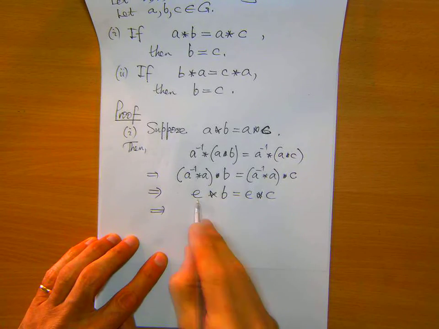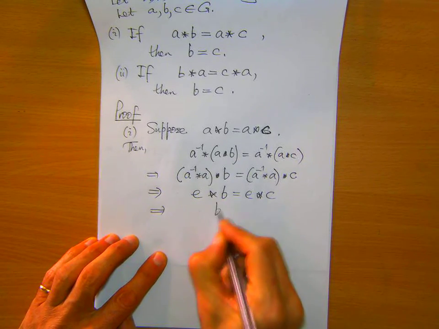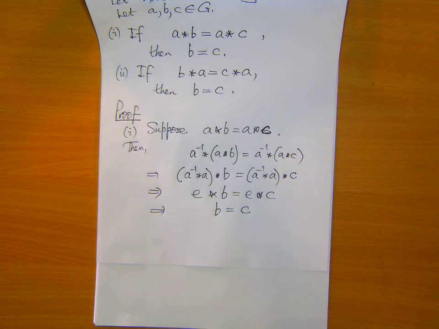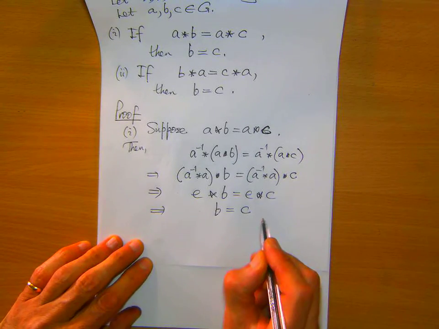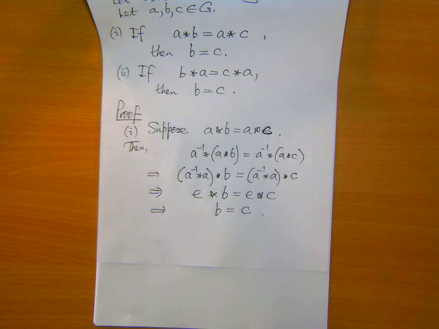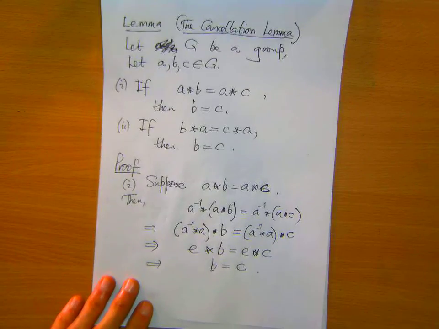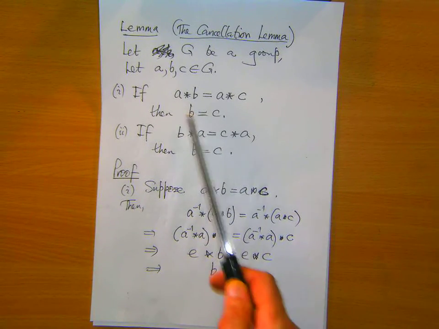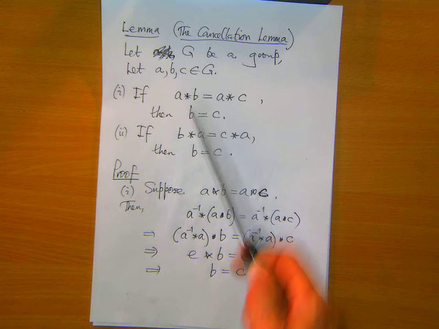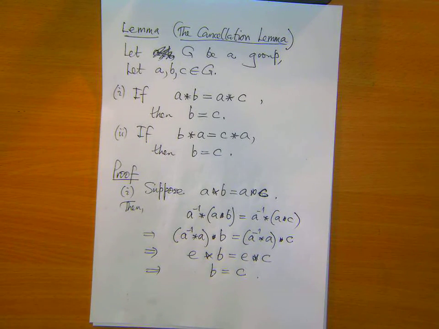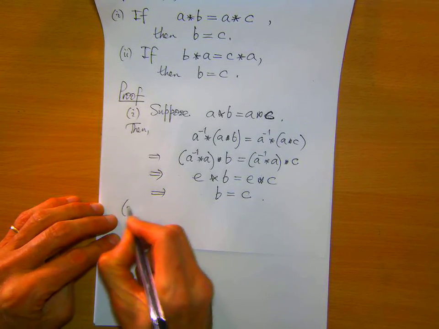Now we use the fact that E is an identity element. E star anything is the anything. So we end up with B equals C as we wanted. So the reason for that step, going from this line to this line, is using properties of the identity element E. Okay, so we've deduced that B equals C, which is what we wanted to do. So it's not a super deep theorem, but it's very useful. As soon as we see AB equals AC, we can just cancel an A on the left and start simplifying our equations.